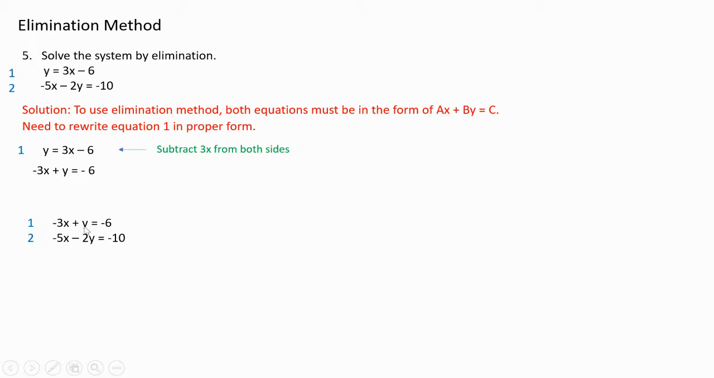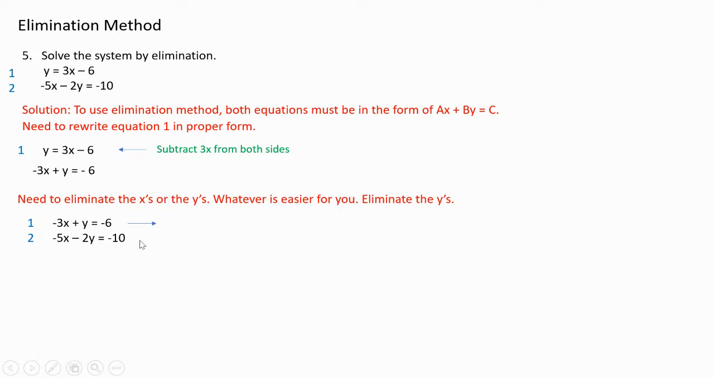To eliminate the y's, I need to multiply equation 1 by 2. But you know what? I'm going to do it both ways. On this slide, I'm going to do it by eliminating the y's. And on the next slide, I'm going to do it by eliminating the x's, just so you see that it's the same thing, but it's up to you how you want to do it.